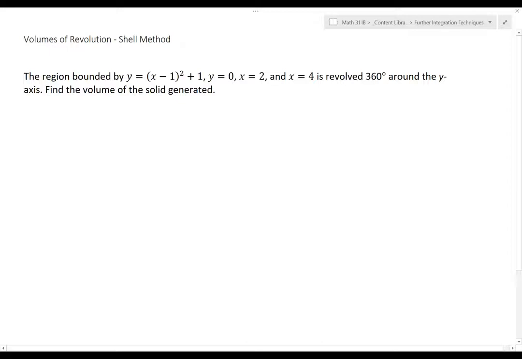Hi everyone. In this video, we're going to look at a second method for calculating volumes of revolution, and that's the shell method. So let's look at an example where we would want to use the shell method.